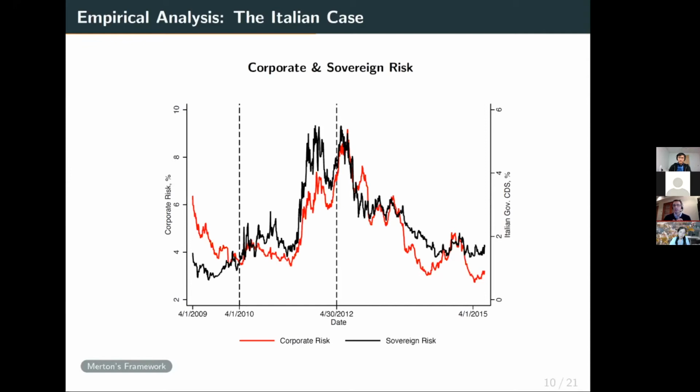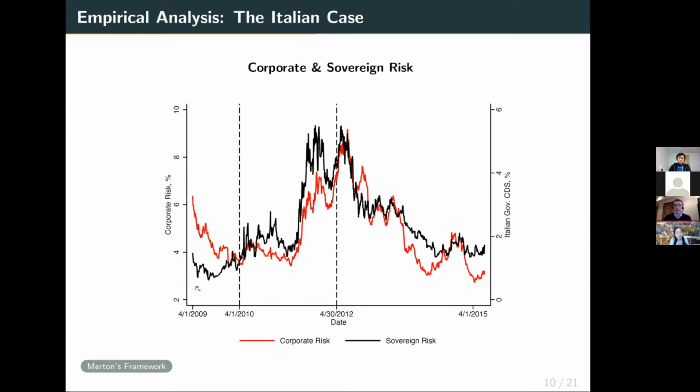And for that reason, I'm going to use Merton's framework, because it essentially uses daily stock prices in order to compute a risk neutral default probability. So I have data for 120 non-financial Italian firms that are publicly traded, and I'm going to use that data to compute an aggregate or an average measure of corporate risk for Italy. And that is what you have in this red line. That is my measure of corporate risk.